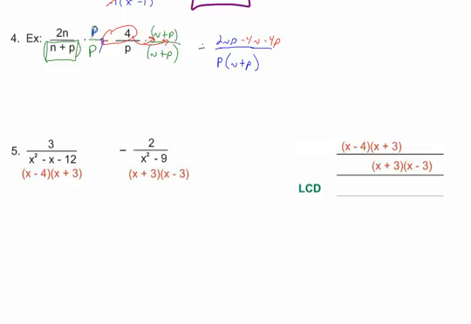If anything added on the top, we would add it up. But you can't add anything there. Nothing's like terms, right? And again, if I could reduce, I would reduce, but the top is a trinomial, one thing, and the bottom, nothing divides into it. And so that's the answer on that one. 2np minus 4n minus 4p over p times n plus p.